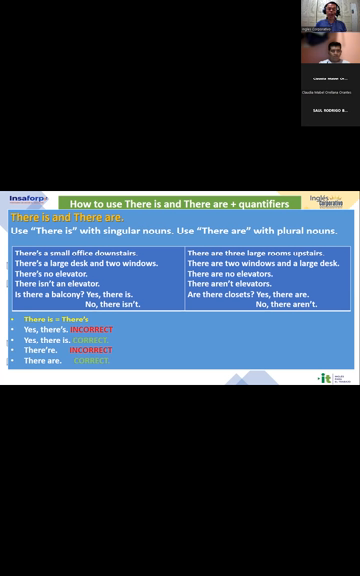Now, how to make a question? Instead of saying there is, we say is there. Is there a balcony? Yes, there is. Oh, no, there isn't, right? Yes, no question. So you say, is there a balcony? Yes, there is. Now, with plural, right? There are three large rooms. Large room, right?